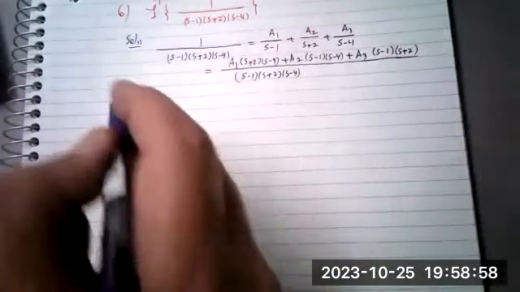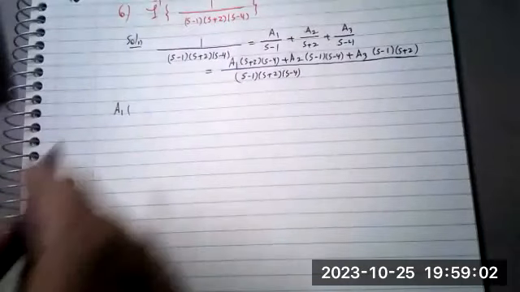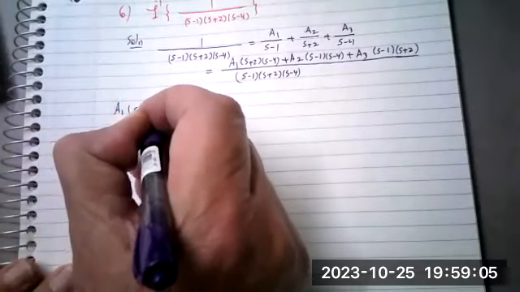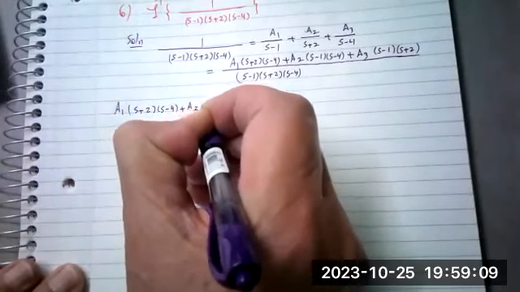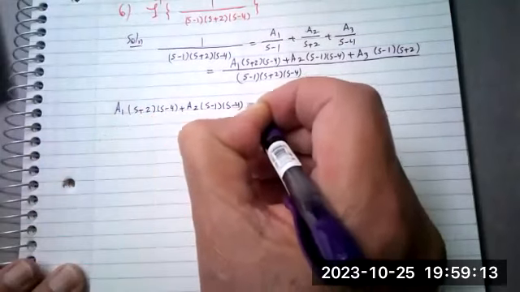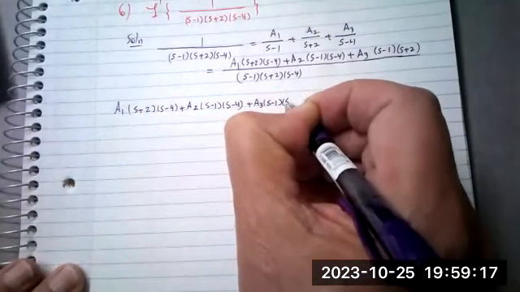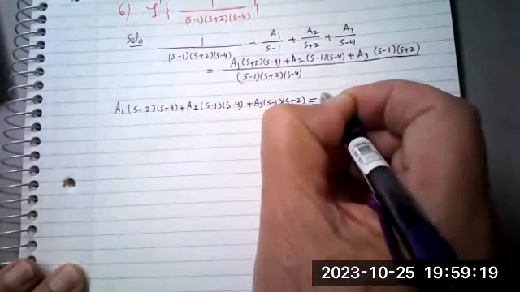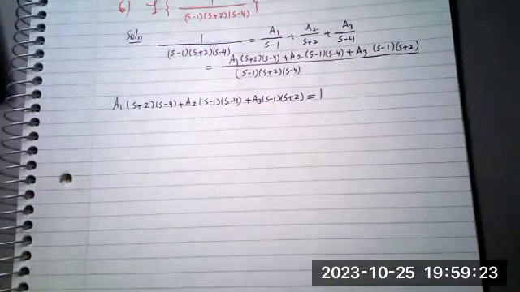Okay, so I have to rewrite that. It's A1 times (s plus 2) times (s minus 4), plus A2 times (s minus 1)(s minus 4), plus A3 times (s minus 1)(s plus 2), equal to 1. That's a kind of auxiliary equation, okay?